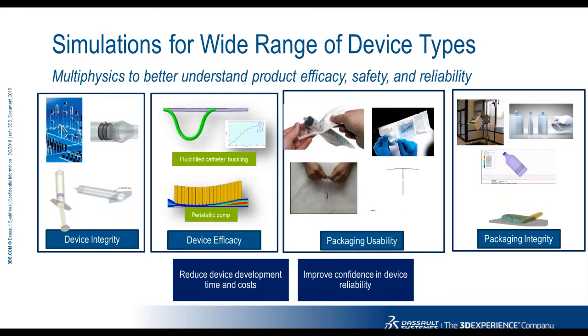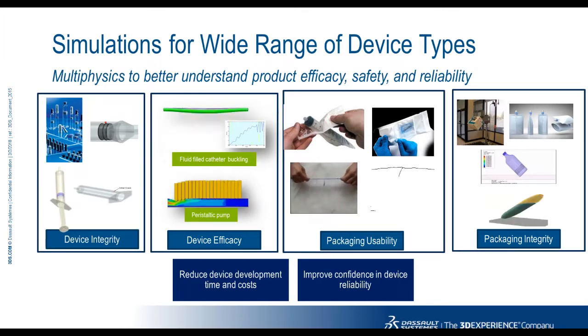As you can see here, there are a number of medical device applications where structural and fluid simulations are used to improve device integrity. For instance, to maintain sealing in a syringe, to improve device efficacy, as in the case of largely deforming and fluid-filled catheters and peristaltic pumps, for modeling the adhesive characteristics and the integrity of medical devices and equipment packaging. All of these simulations, at the end of the day, help reduce development time and cost and help you improve confidence in device reliability.